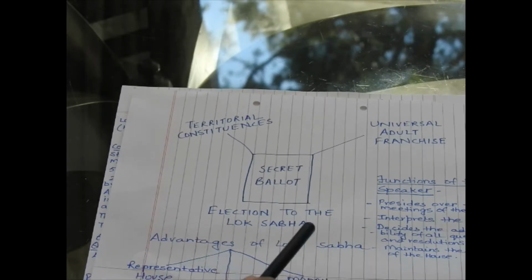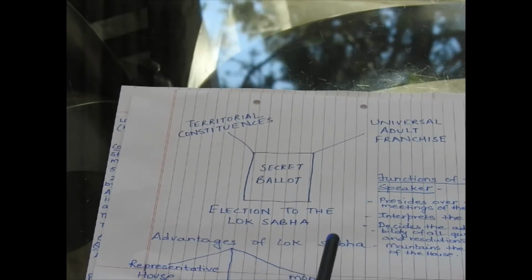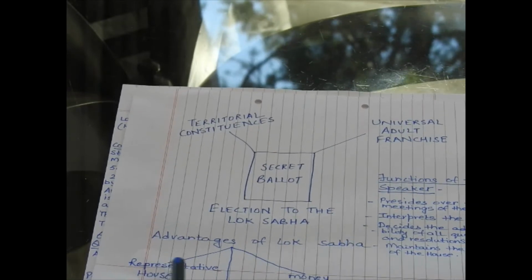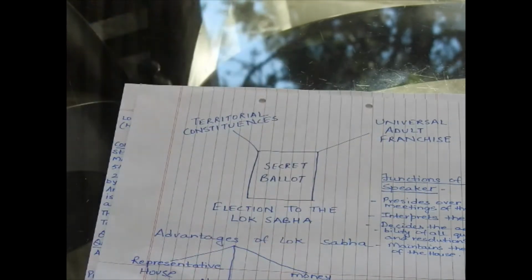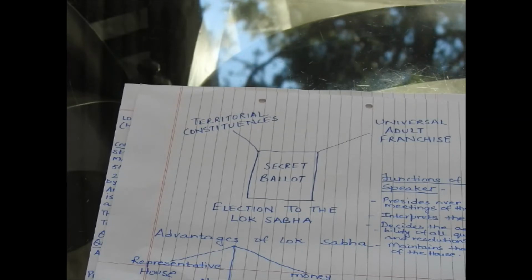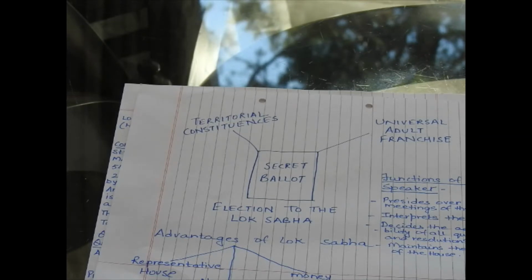Now let us come to the advantages of Lok Sabha. As this is a representative house, the people of our country elect Lok Sabha on the basis of universal adult franchise. Universal means meant for all. Adult means those who have attained the age of 18. Franchise means their right to vote. It means all those citizens of India who have attained the age of 18 are entitled to vote without any discrimination on the grounds of caste, color, creed, religion, sex, place of birth, etc.